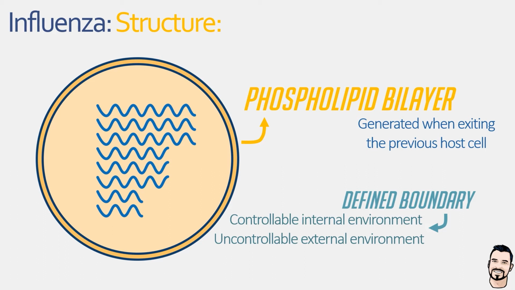But there is also a lot more to a virion than this phospholipid bilayer, which is why they are called viruses and not liposomes. Now, the phospholipid bilayer is only a single part of what we call the viral envelope, which is essentially the outermost layer of the virus. So what are the other core components of the influenza A viral envelope?